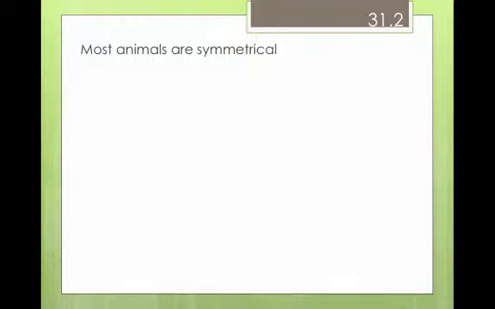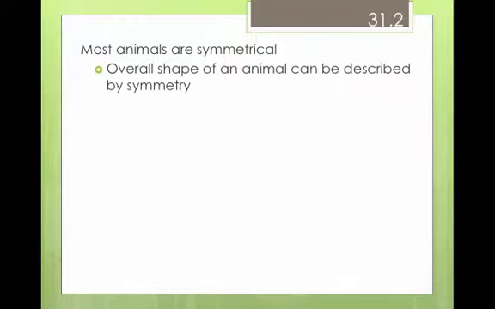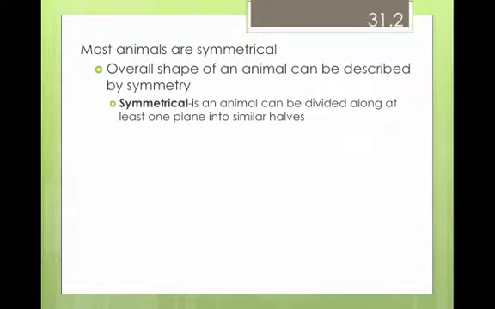So most animals are symmetrical. The overall shape of an animal can be described by symmetry. Symmetrical is an animal that can be divided along at least one plane into similar halves. Otherwise, it's considered asymmetrical. So that means there are three types of symmetry: spherical symmetry, radial symmetry, and bilateral symmetry.